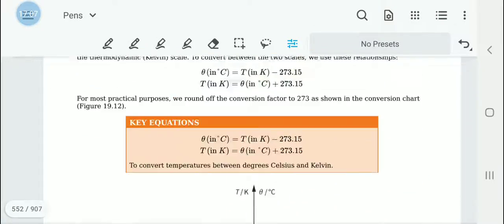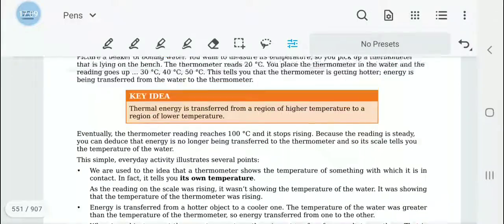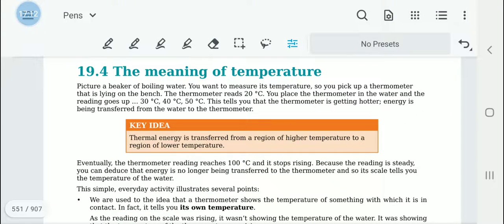It would be best if we write down a note. Please write down the meaning of temperature topic. When a thermometer gives us a reading, it gives the temperature of itself.